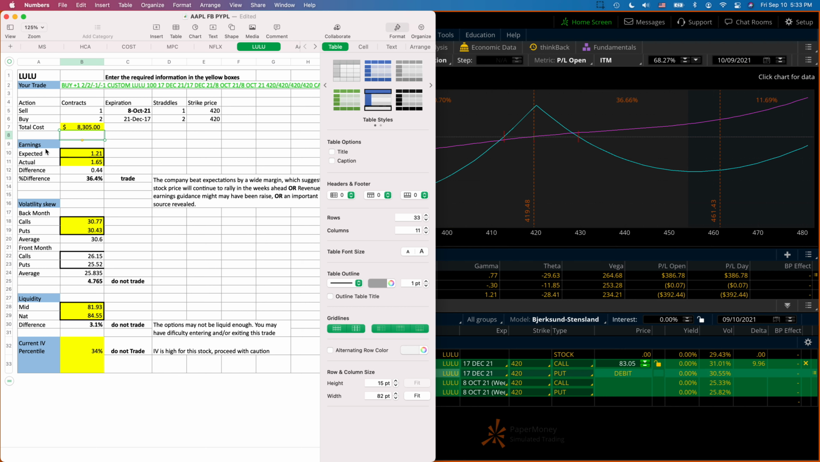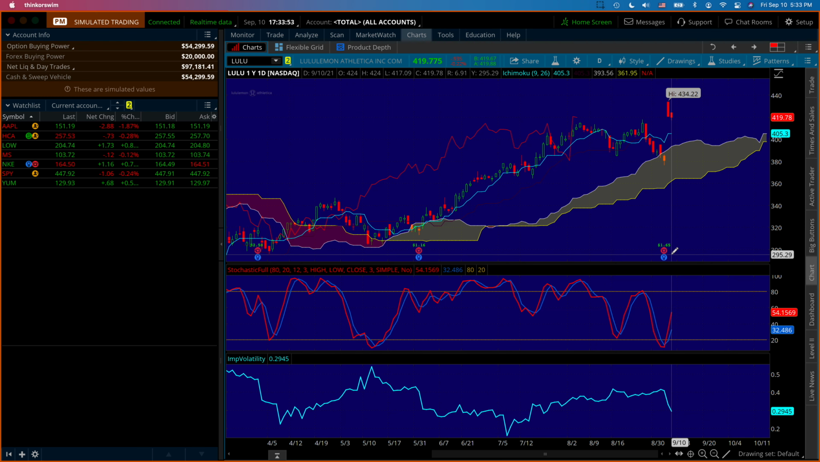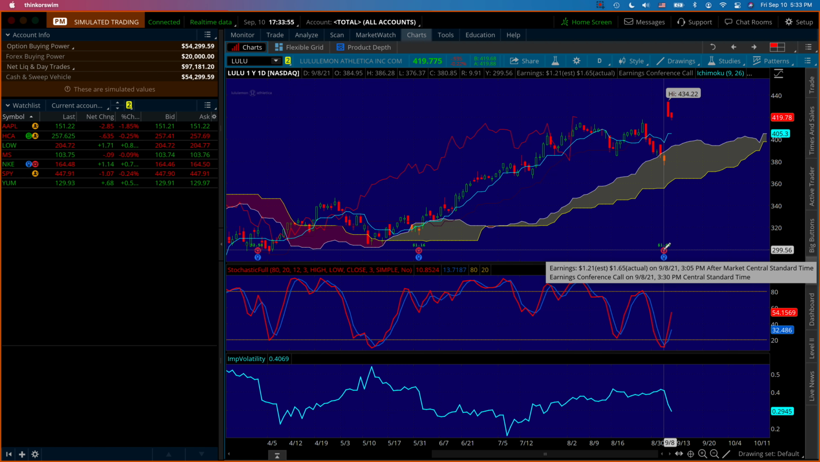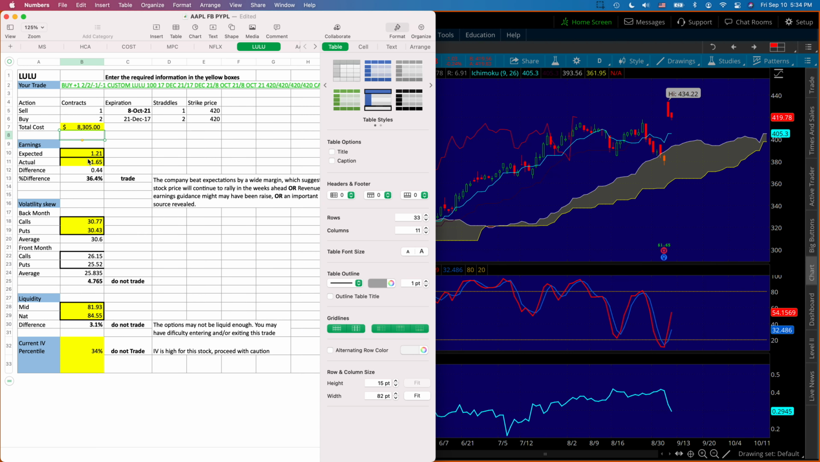Let's look at the earnings. Go to the chart. That's the easiest way. And here we have the information we need. Estimate was 1.25. The actual was 1.65. So a big earnings beat. And here you have it. It's a 36% earnings beat. So that's good.